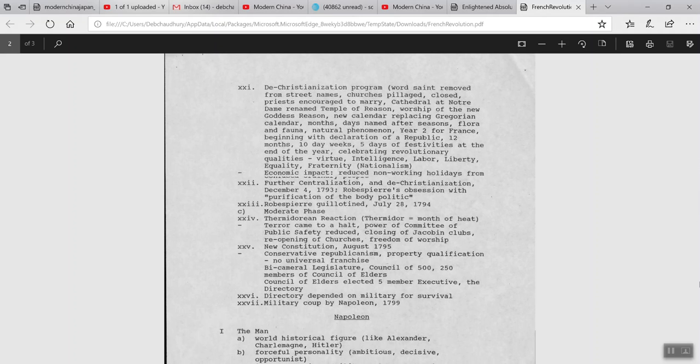The 750 members of the legislature were chosen by electors, who were propertied electors chosen by citizens who were male taxpayers over 21. The Council of Elders elected a 5-member executive from the list presented by the Council of 500 as a directory. This executive authority body was going to be instrumental in bringing Napoleon to power.